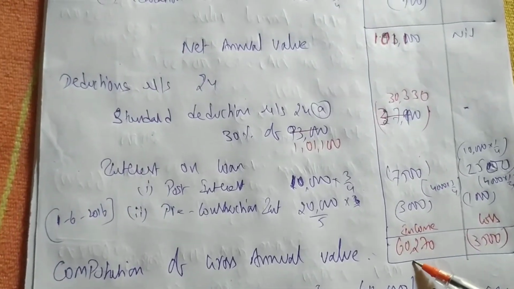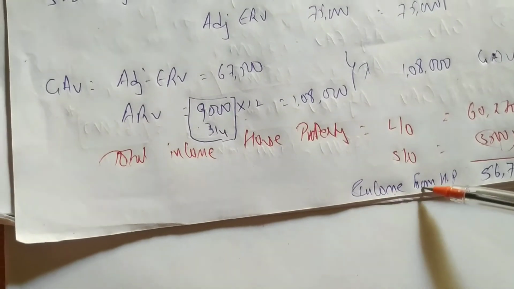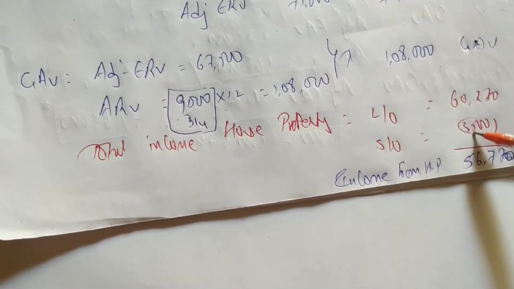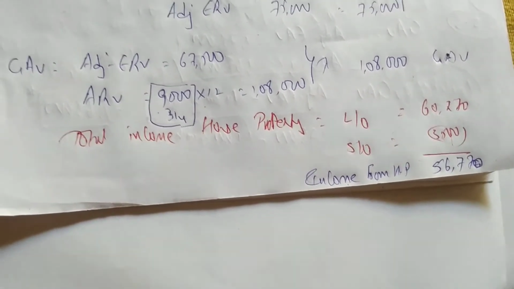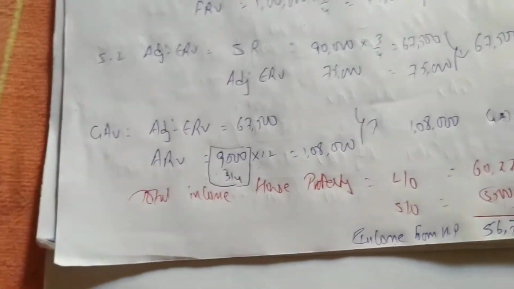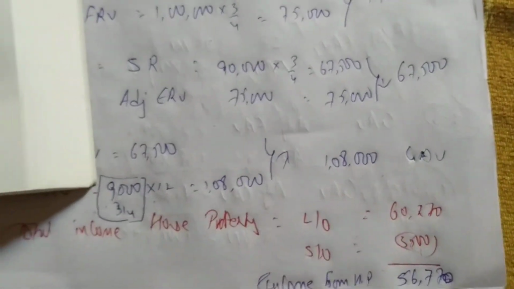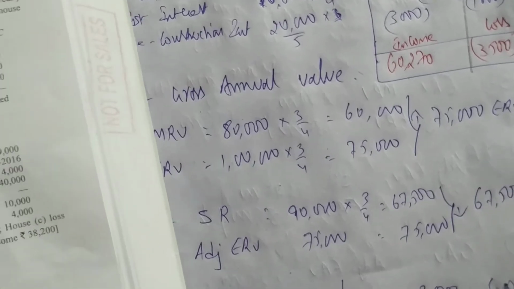Done. So we got let out portion we are getting income 60,270 and loss we are getting from self-occupied property 3,500. So again we have to find out total income from house property. So let out portion we are getting income 60,270, self-occupied loss is 3,500. If you deduct you will get income from house property is 56,770 as total income. Okay, easy, right? So this is independent portions. So this question is on the independent portions now. Our next question we'll do where the portion is called as one unit. There is no independent portion. Okay.